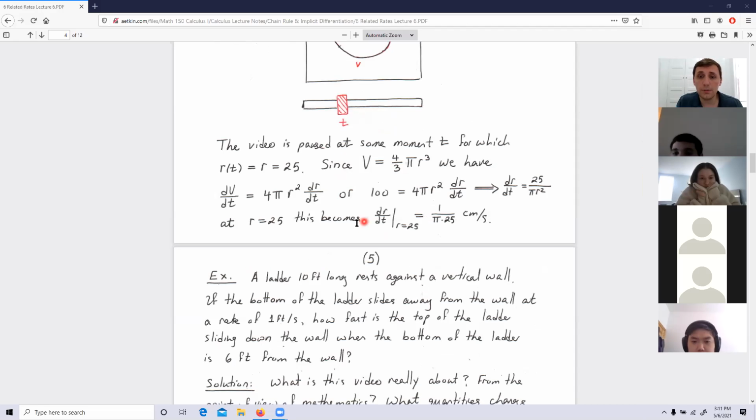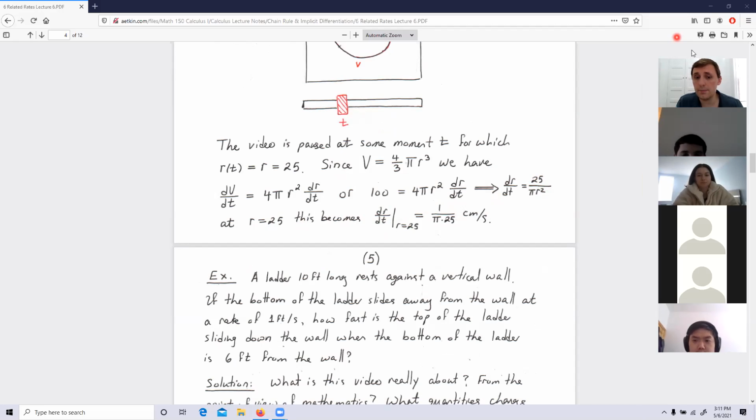So what happens then? I plug in, I want to know the rate when r is 25. So I plug in 25 instead of r, and 25 over 25 squared cancels one copy of 25. So I have 1 over pi times 25. You agree? So this is the rate of growth of the radius.